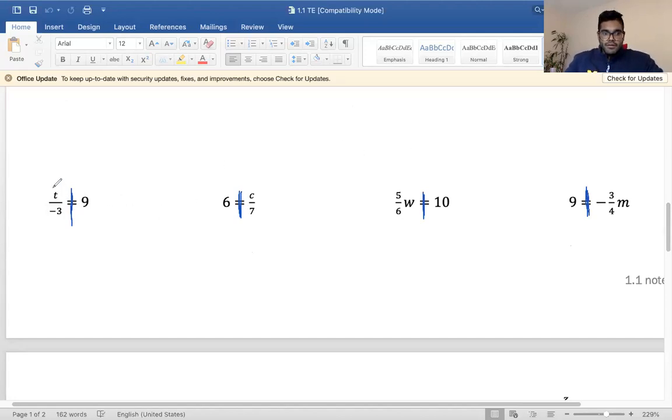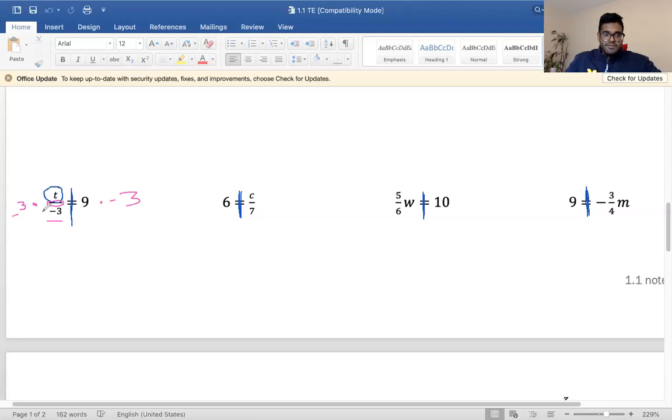Now, same thing here, right? I'm looking over, I'm trying to isolate the variable, which is this t up here. And what do I notice? I've got it divided by negative 3. Well, how do you undo a divided by? I'm going to multiply by negative 3. And if I do it to one side, I got to do it to the other side.